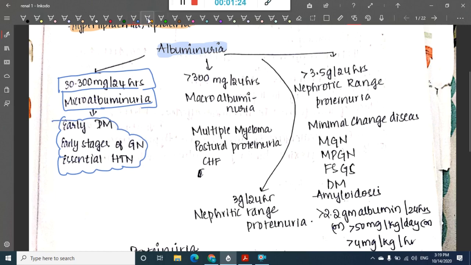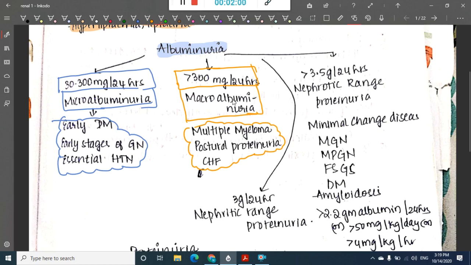Then we have something called macroalbuminuria. Macroalbuminuria is when the albuminuria is more than 300 milligram per 24 hours. Micro is 30 to 300, macro is more than 300 milligram per 24 hours. This macroalbuminuria is seen in multiple myeloma, postural proteinuria, and congestive heart failure.